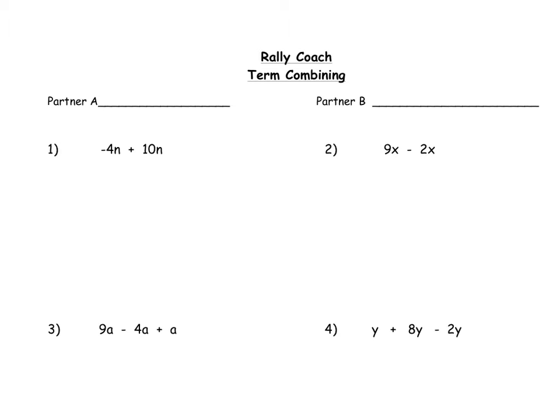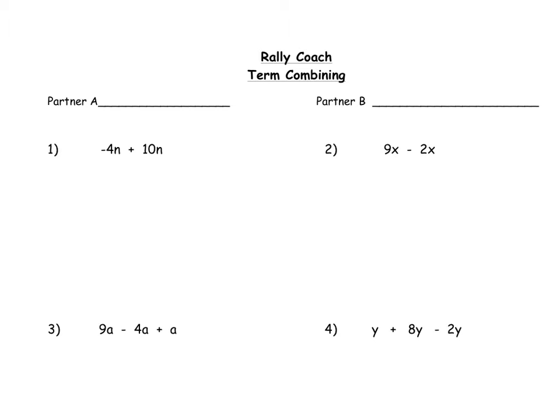Hello. Today we're going to try something a little bit different to review for our upcoming quiz on term combining. This is called Rally Coach. Normally, if we're in regular school, one partner would be partner A and another would be partner B. So today I'm going to be partner A and demonstrate what's called a parallel task. These two problems are very similar. I'll demonstrate partner A, and you'll then do partner B independently and answer the questions.